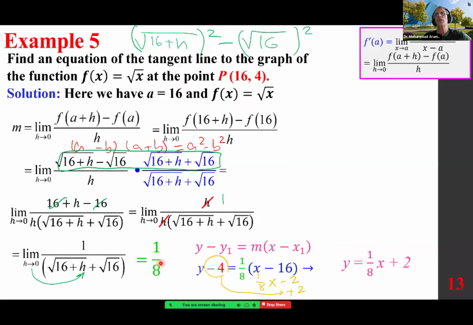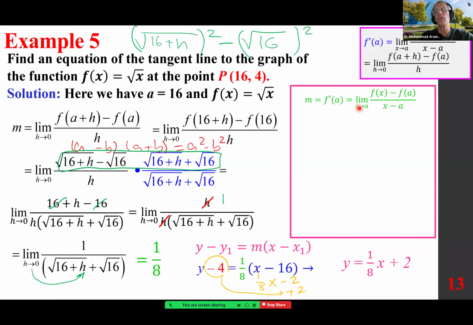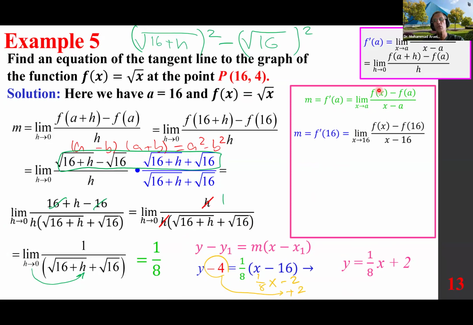We are done with this question, but I like to do the second method for practice. So I'm going to use f prime of a equals the limit of f of x minus f of a over x minus a as x approaches a. And of course, a is 16, everybody. So we want f prime of 16. So we're going to look at this method also. So f of x, we replace it with square root of x, and f of 16, we replace it with 4.